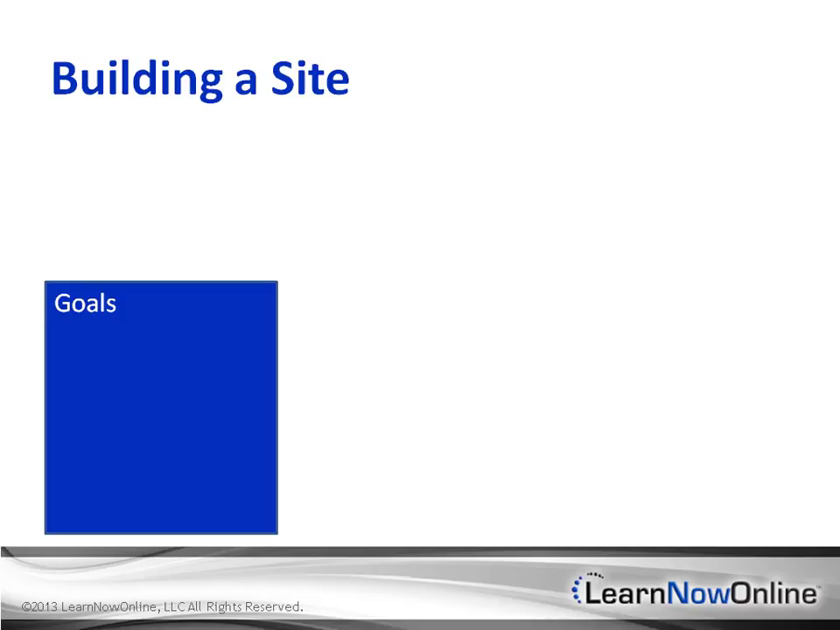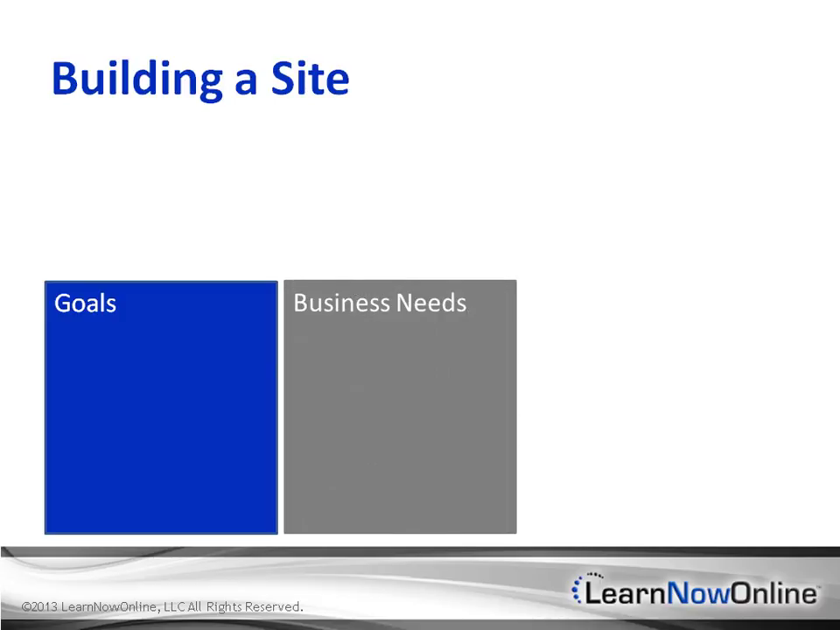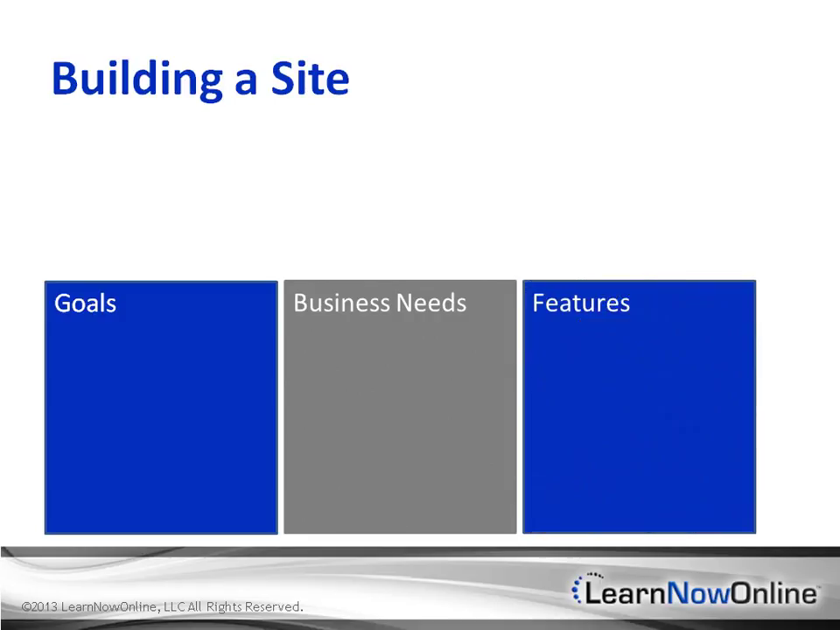So the next step is breaking these goals into business needs. These needs are more specific and can easily be checked off as though they've been achieved. Finally, you have the features that you're going to deploy to build this site. These features can directly be mapped to the business needs that are mapped to the goals. We're going to go through a sample site. Let's take a look at these 3 items.